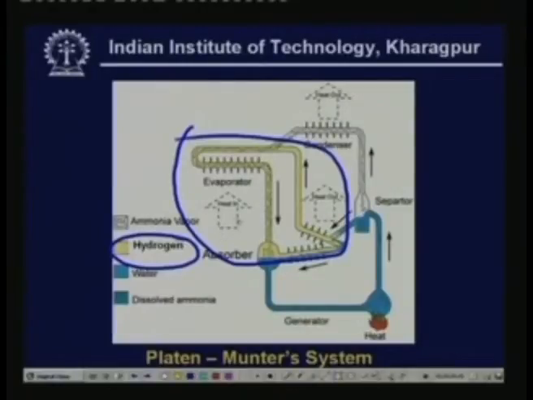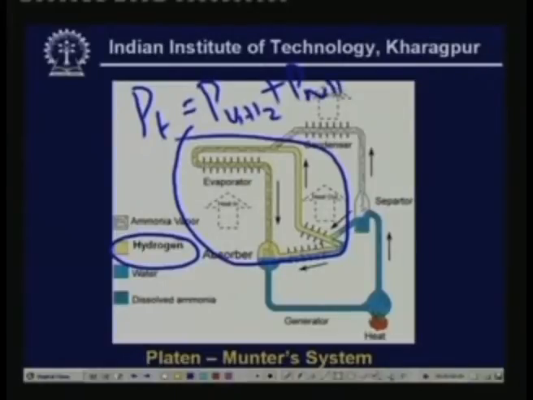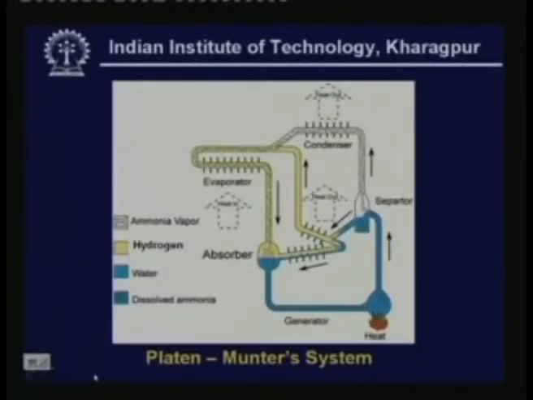So because of the presence of hydrogen, even though the total pressure remains constant, the partial pressure of the refrigerant reduces. That means you know that the total pressure is equal to the partial pressure of the hydrogen plus the partial pressure of ammonia plus the partial pressure of water vapor. So if you introduce a sufficient amount of hydrogen, the total pressure is constant, so the partial pressure of ammonia has to reduce. That means ammonia will be boiling at low pressure.